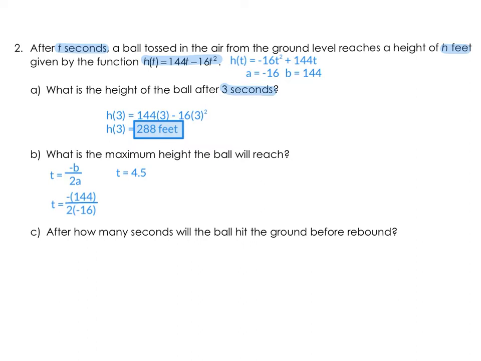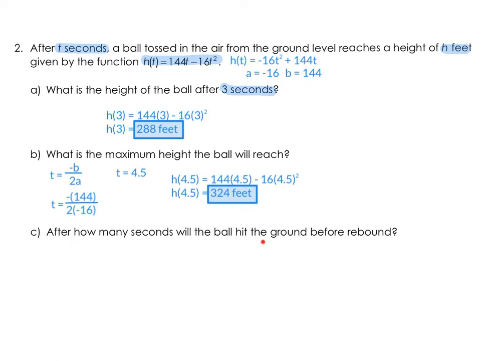Now I have to take that t value and plug it in place of t into my equation. So I'm finding h of 4.5. When we plug in that 4.5 as the t value, we get out 324. So 324 feet is the maximum height.